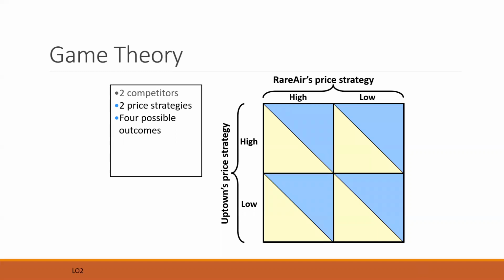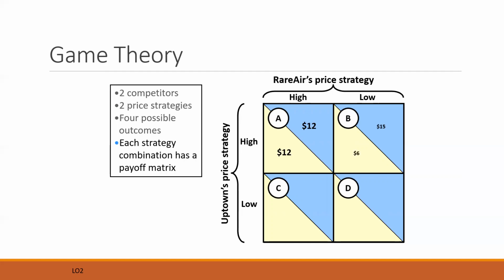In that case, you can see in this payoff matrix, there are four possible outcomes. If both firms choose high price, you will end up in one outcome. If both firms choose low price, another outcome. And if one firm chooses low price and the other chooses high price, and vice versa, two more outcomes. Now, in this payoff matrix, the blue area represents the profits or payoffs to Rare Air, whereas the yellow or light gray area represents the payoffs to Uptown.